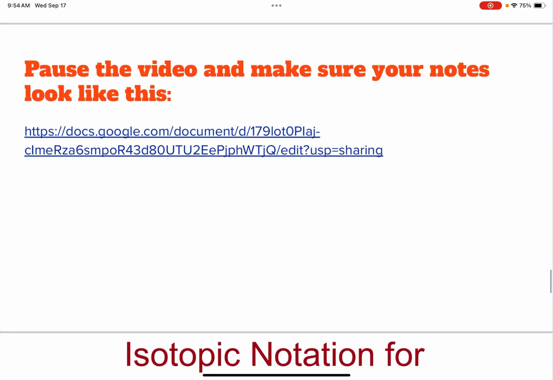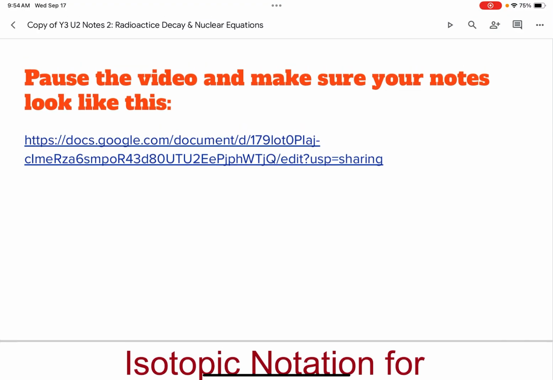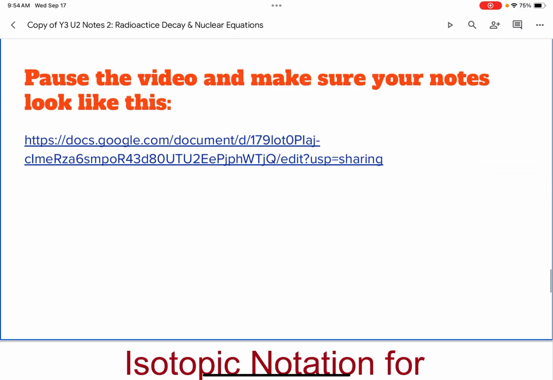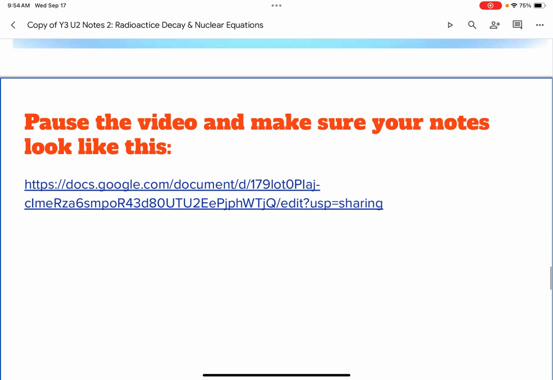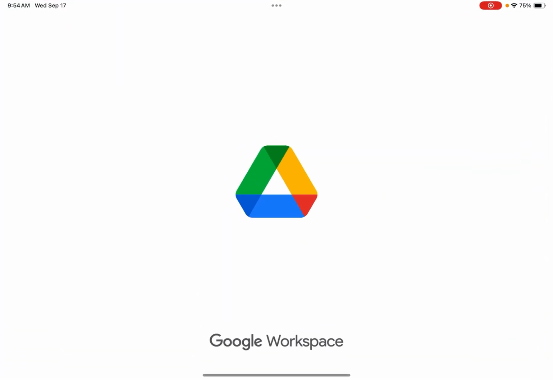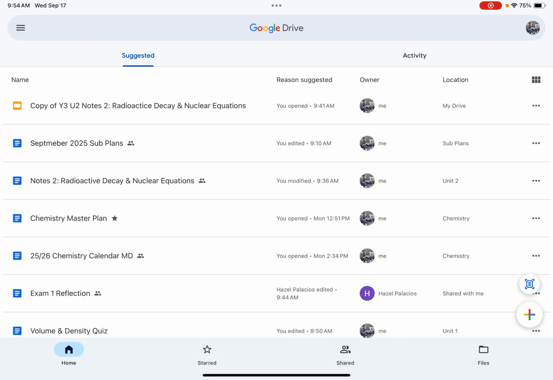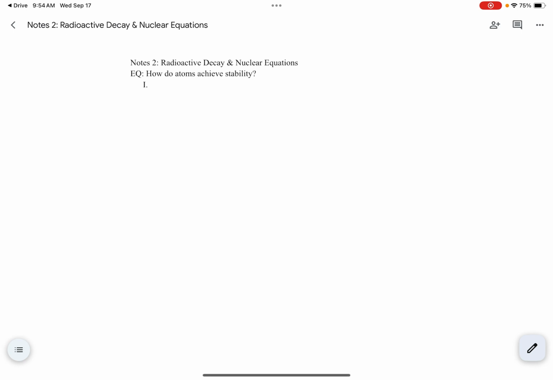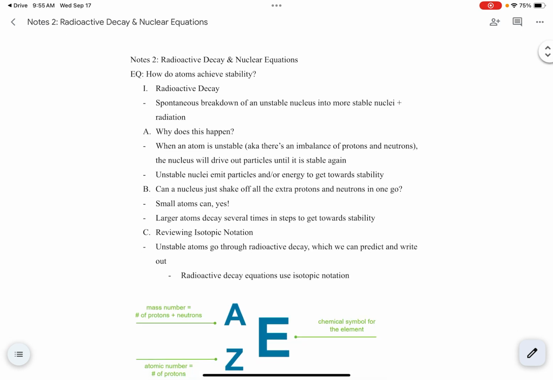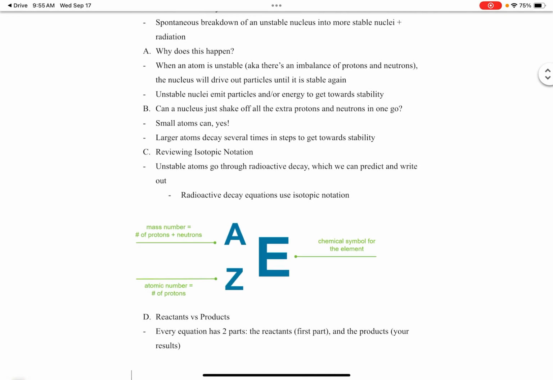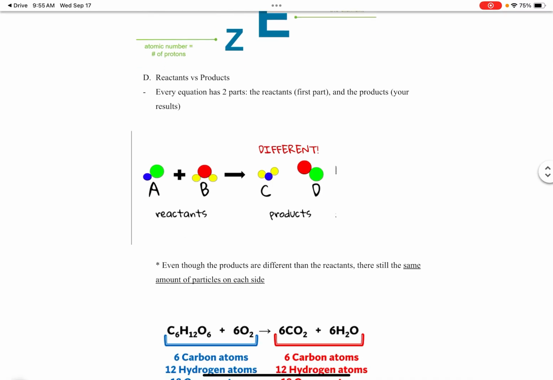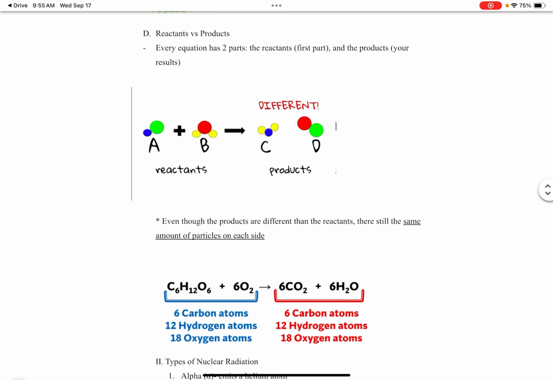Okay, so this is the point in the video that I want to make sure that your notes look just like mine. So I'm going to click this, if it lets me. Of course, it's not going to let me. Stick with me for a second. I'm going to show you my notes so that you can see it. Radioactive decay. So your notes should look basically just like this. Reactants and products, I would love if you would write that, but you don't necessarily have to.